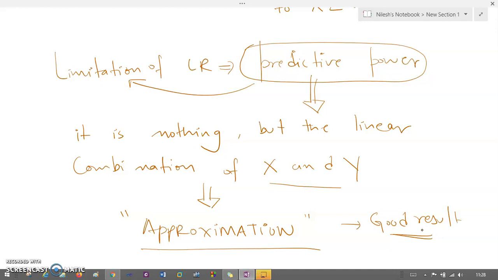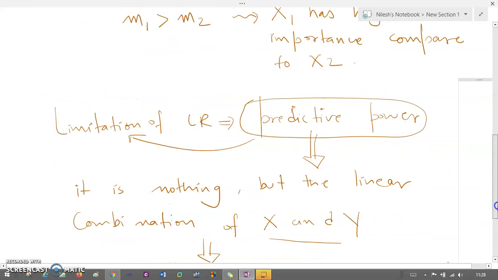And why we do not use this approximation as our result is because, first of all, we are not doing anything like higher mathematics. We are just using some linear models, and we are getting some approximation that we call prediction, but it is not going to be a good one.